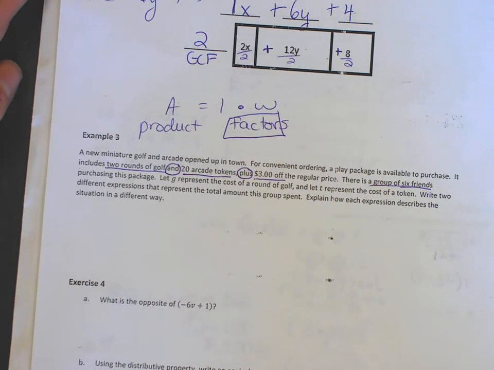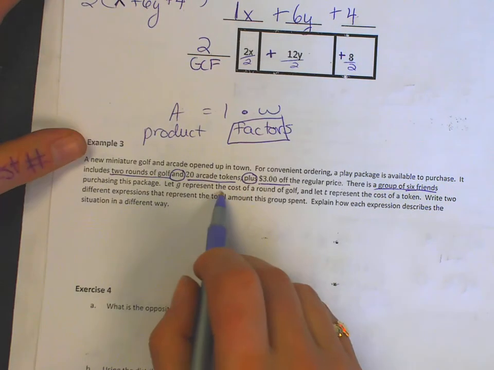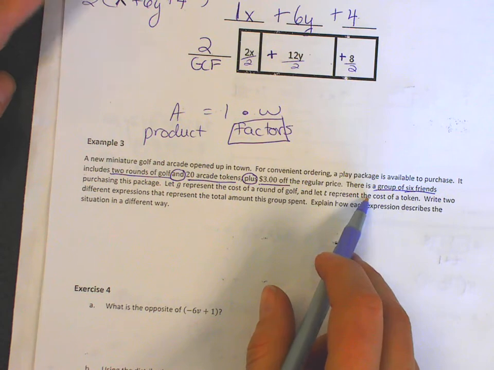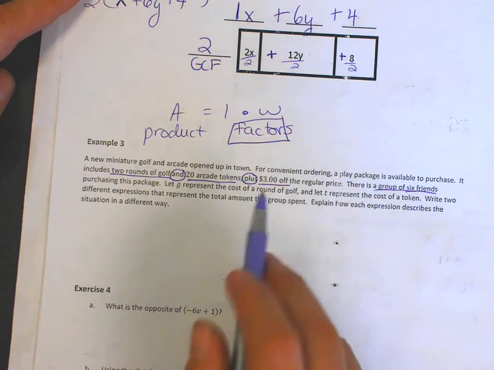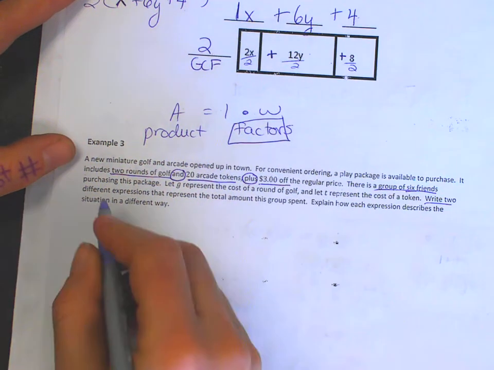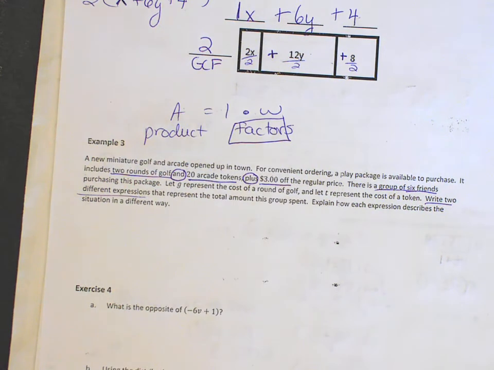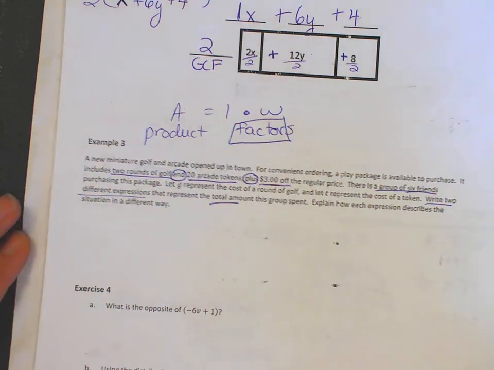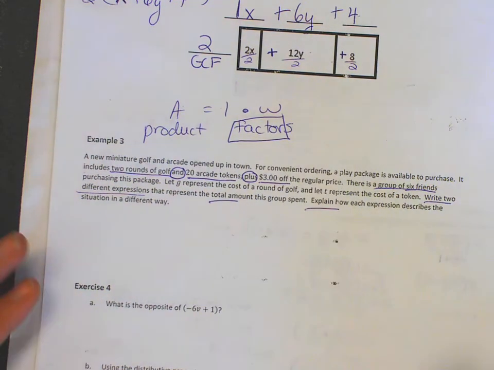Then they're going to tell you what to do like a boss. I'm telling you, use G to represent the cost of a round of golf. Let T represent the cost of a token. Write 2 different expressions. This is what they're telling you. As it would be a question, but it's more of a command. Write 2 different expressions that represent the total that this group spent, and explain how each one describes a situation in a different way. Okay, explain means I have to write words. So there's a lot to do.